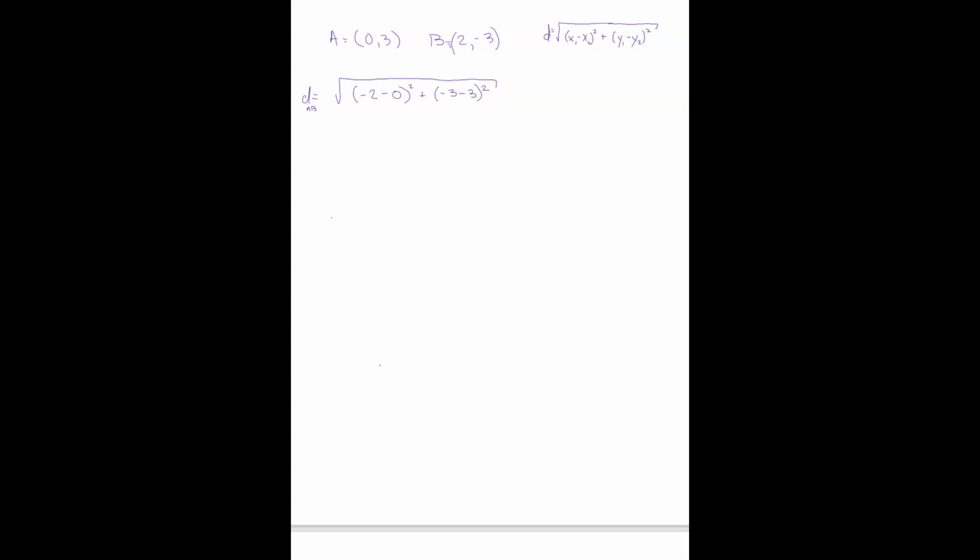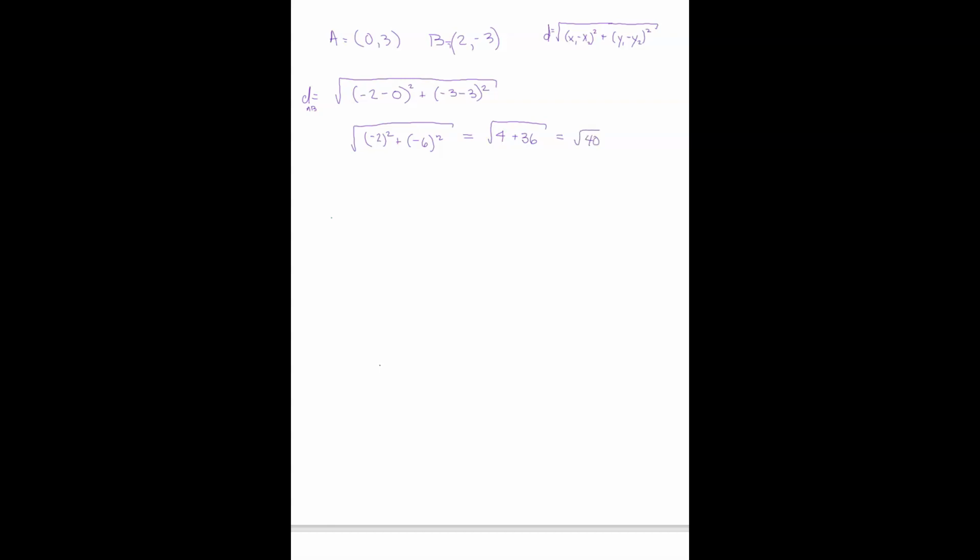All right, so I'm going to have negative 2 squared plus, this is going to give me a negative 6, quantity squared, and then we'll take the square root of that whole thing. So at this point, negative 2 times negative 2 is going to give me a positive 4. Negative 6 times negative 6 is going to get me a positive 36. I'm going to take the square root of that, which means that I'm going to have the square root of 40.